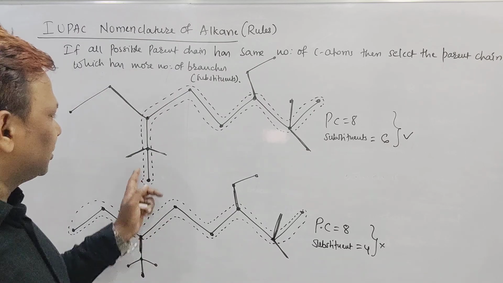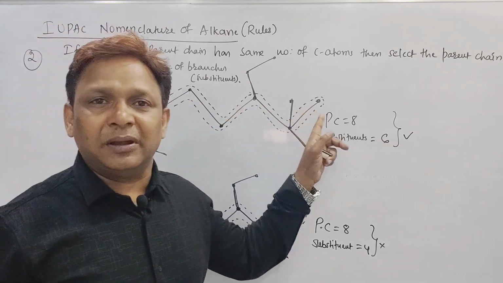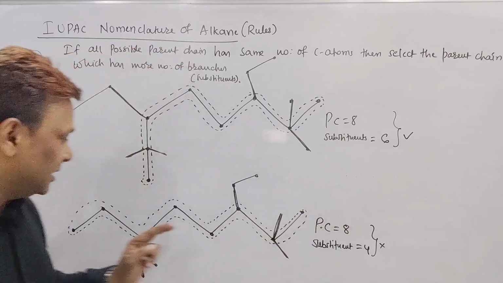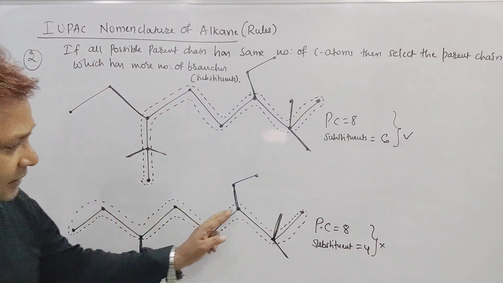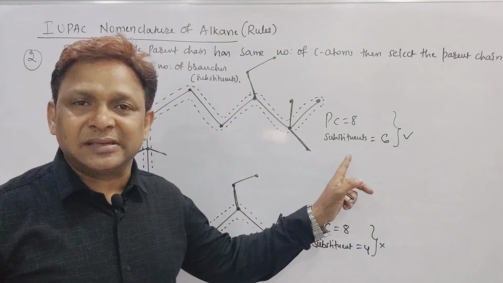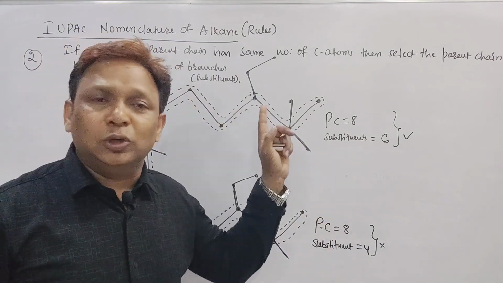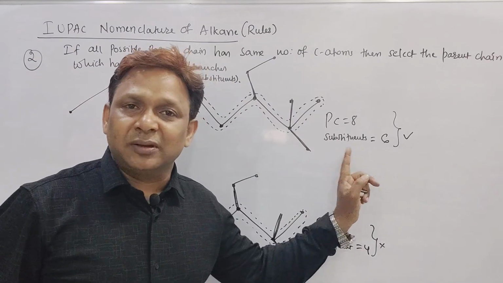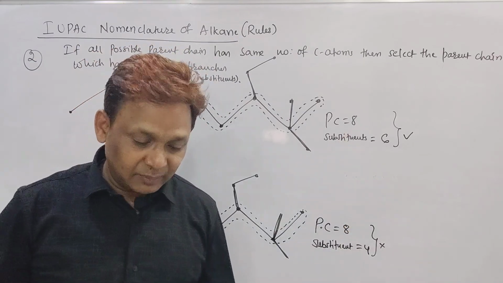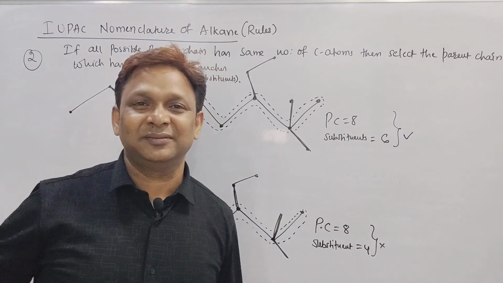Means selection of this parent chain is correct, beta, because we are getting more substituents and branches. But while selecting this parent chain, I am getting only what? 4 substituents. Here I am getting 6 substituents. So according to rule 2, beta, we can say selection of 6 substituents with the 8-carbon parent chain will be the correct one. Right? Please take a screenshot of this one.